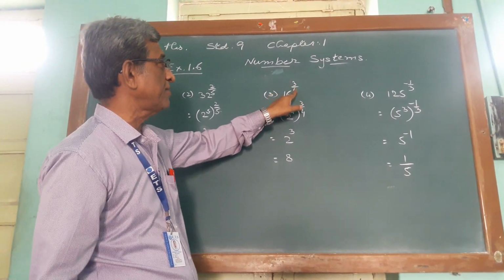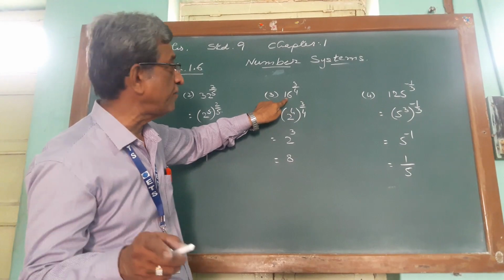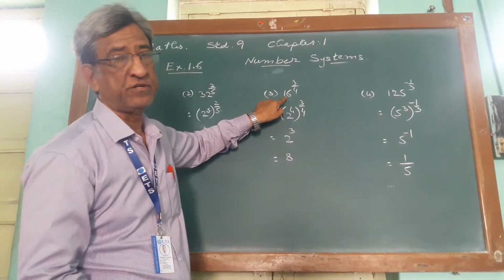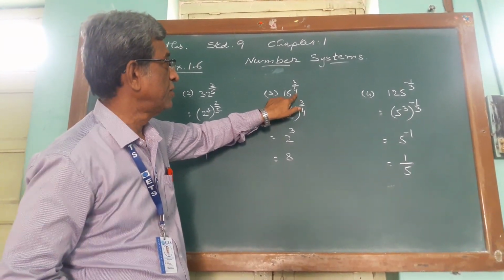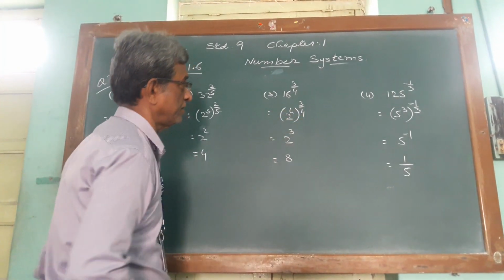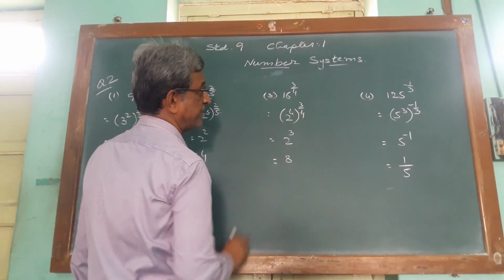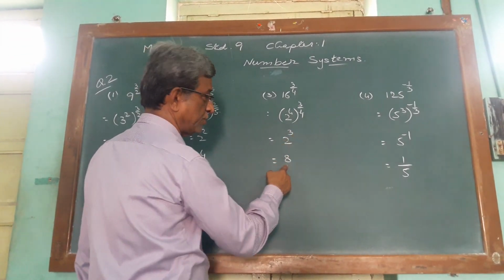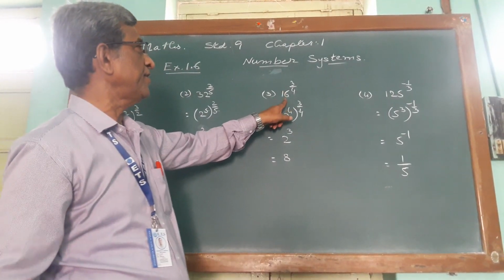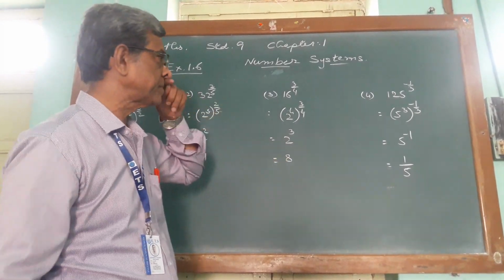16 raised to 3 upon 4. So express 16 in the form of something raised to 4, because here there is 4. So 2 raised to 4, raised to 3 upon 4, gives you 16. So 4 will cancel. 2 raised to 3 gives you 8. So 16 raised to 3 upon 4 is equal to 8.